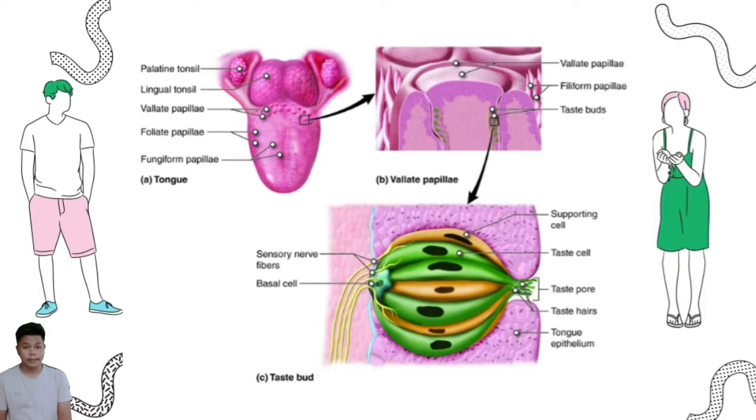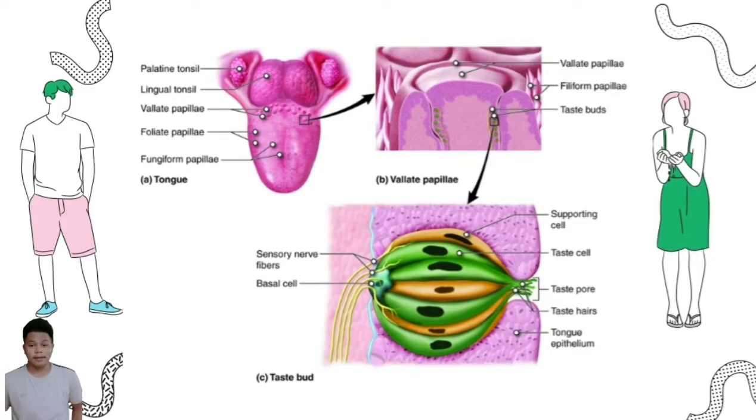First, we have the vallate papillae, or what we call the circumvallate papillae. The function of this is to detect bitter taste. And also we have the foliate papillae, the function of which is to perceive taste. And the last one is the fungiform papillae, the function of which is to detect the flavors as well as the temperature and the touch of the particles that make up the food.